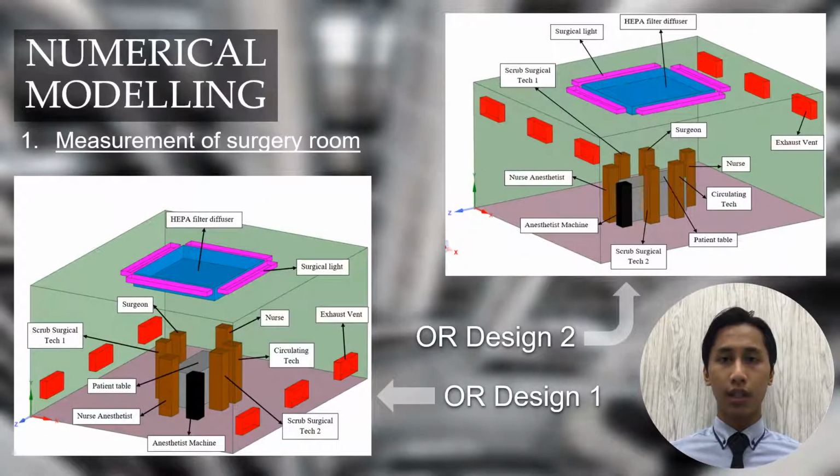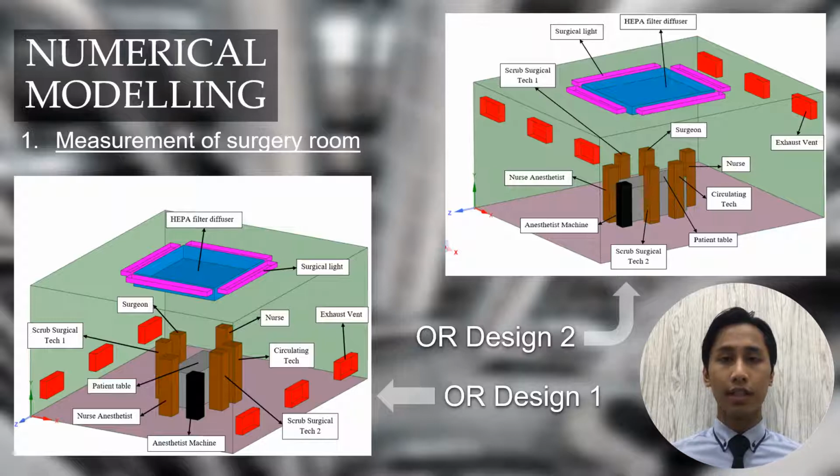Under numerical modeling, first is the measurement of the surgery room. There are 6 surgical staff, as shown in the above figures, standing around the patient table and underneath 4 surgical lights and a HEPA inlet diffuser. The surgery room models were constructed using ANSYS Geometry 2020 R2 academic.